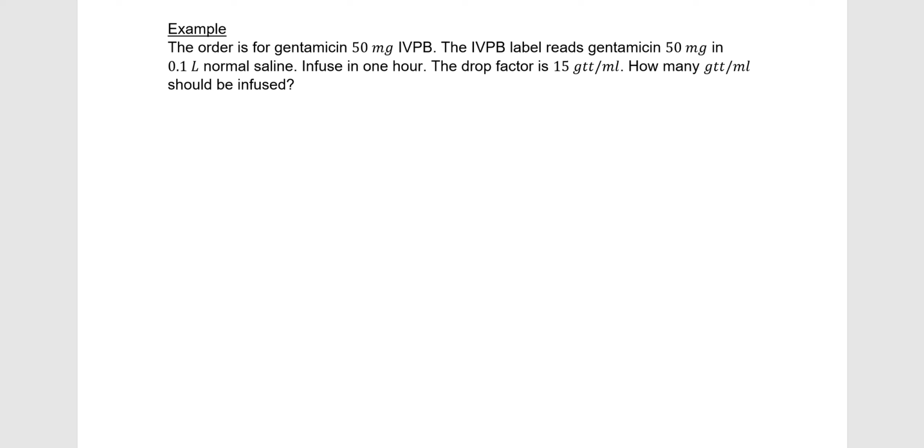So the order is for gentamicin, 50 milligrams IVPB, and the piggyback label reads 50 milligrams in 0.1 liters normal saline. We're going to infuse for 1 hour, and the drop factor is 15 drops per milliliter. We want to know how many drops per minute should be infused.